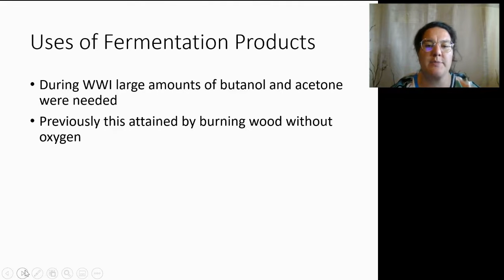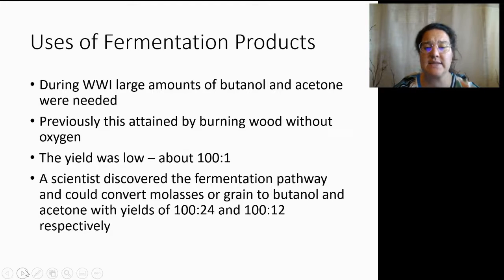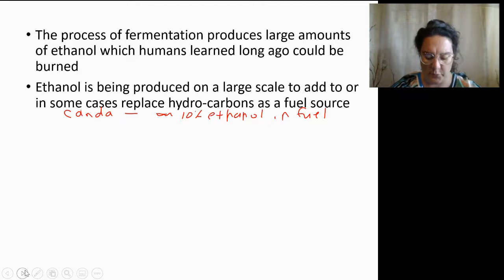During World War I, large amounts of butanol and acetone were needed, and these were previously obtained by burning wood in the absence of oxygen, but the yield was really low, about 100 to 1 in volume. Scientists discovered that fermentation pathways could convert molasses or grain to butanol and acetone with yields of 100 to 24 and 100 to 12 respectively, so much more effective. Fermentation also produces large amounts of ethanol, which humans long ago learned could be burned, and it's produced on a large scale to add to our fuel sources.